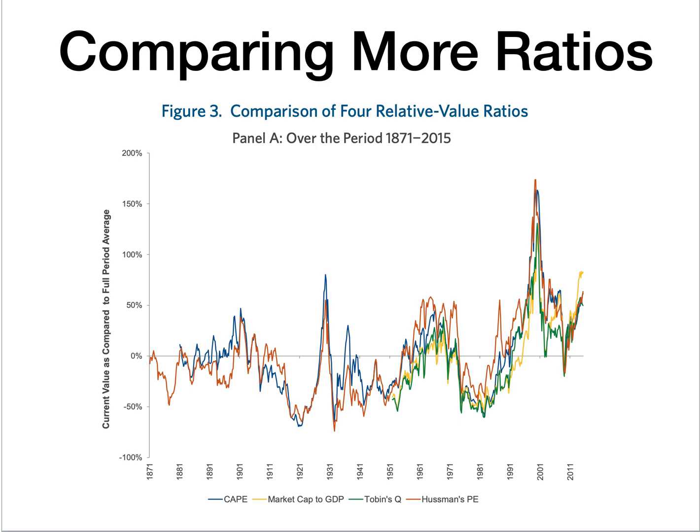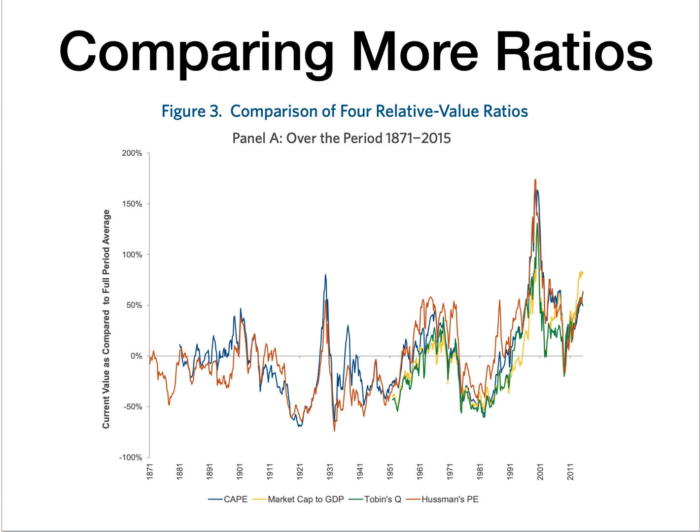Well, the article I assigned for this class makes the same type of point using arithmetic averages, I believe. They're taking the current value as compared to the full period average. So they take each series, compute the average of each series individually, subtract that from the series, and then plot the deviations from the average for the various CAPE, market cap to GDP, Tobin's Q, and Hussman's PE, which, as I said, we'll ignore. And so you could see market cap to GDP starting in 1952 and Tobin's Q starting in 1952. And we see that these series, again, give very similar pictures.